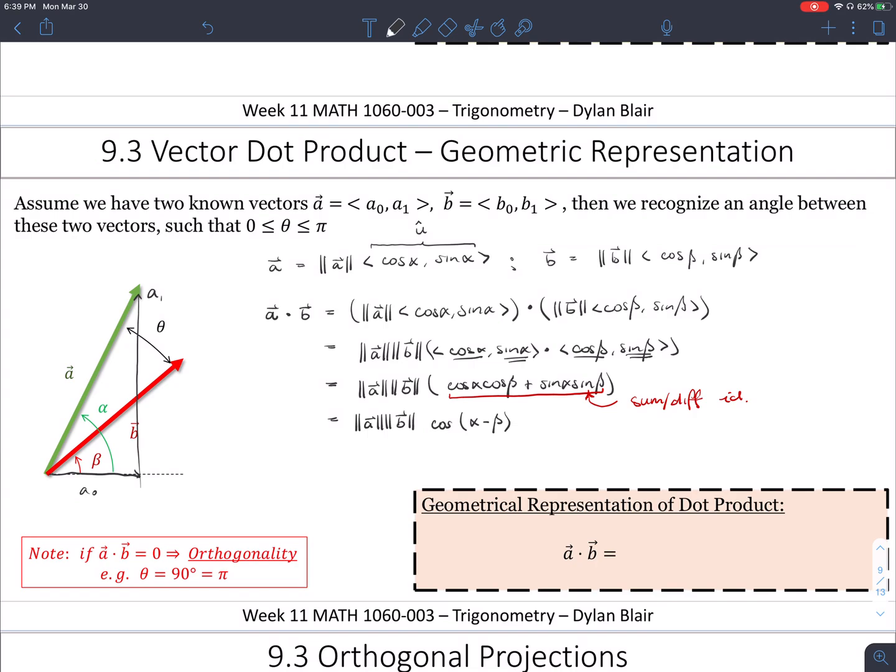Okay. Now, what we need to do is figure out what alpha and beta are. Well, alpha is this angle right here, and beta is this smaller angle right here. So when we take alpha minus beta, we just end up with that theta, the angle between the two vectors. So we can come up with this result that A dot B is equal to the magnitude of the two vectors multiplied by each other, multiplied by cosine of the angle between the two vectors.